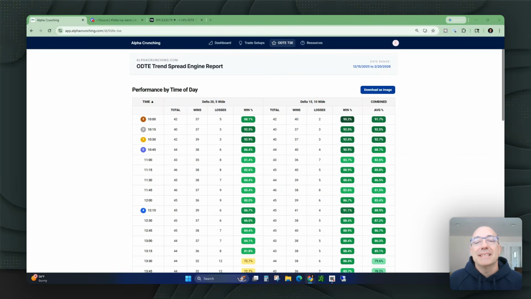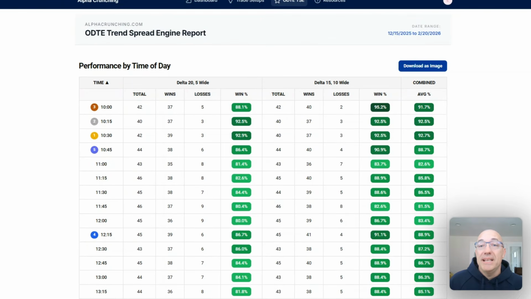If you trade SPX 0DTE options, this report can help you avoid the weakest times of the day. This 0DTE trend spread engine report is updated every weekend at alphacrunching.com. The trend spread engine is both a real-time alert system and a performance tracking system. Every alert that's posted in our Discord server is recorded and included in this weekly report.